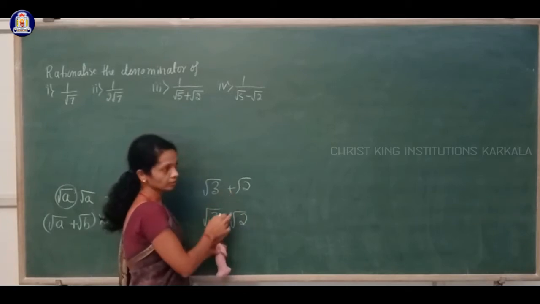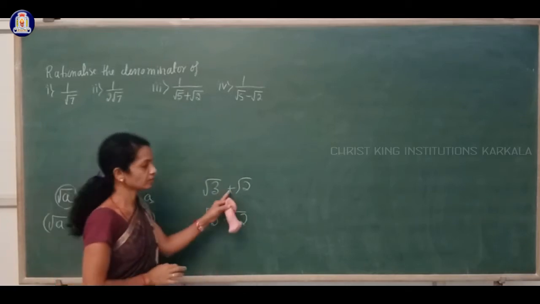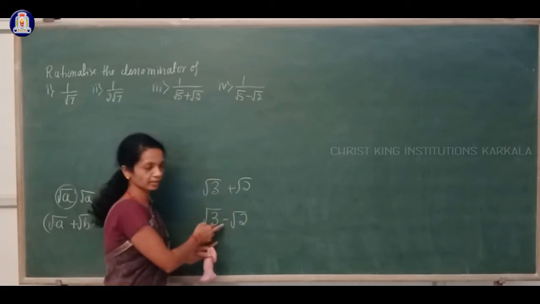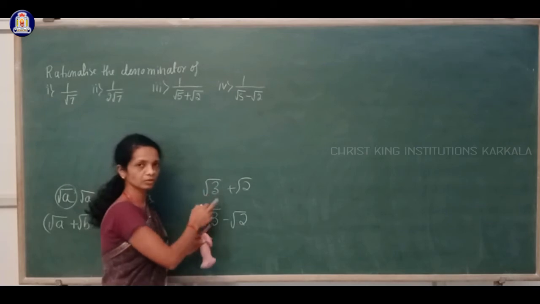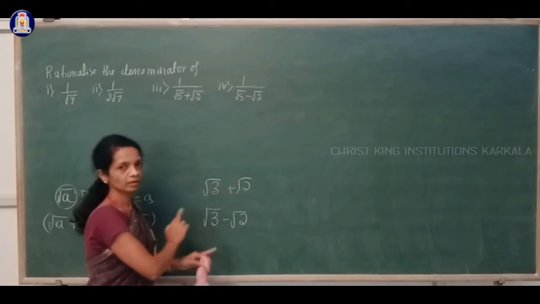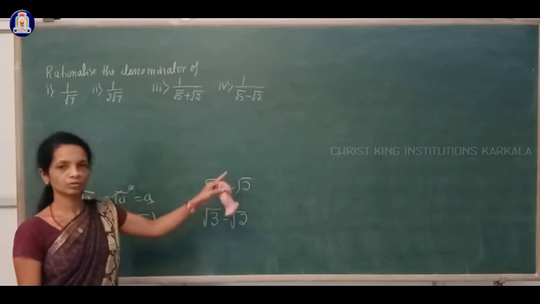Only the middle one you have to change. The middle symbol you have to change. If a plus is there, you have to put a minus. First term symbol you have to keep the same, second term symbol you have to change. If plus is there, you have to take a minus. If minus is there, you have to take a plus.